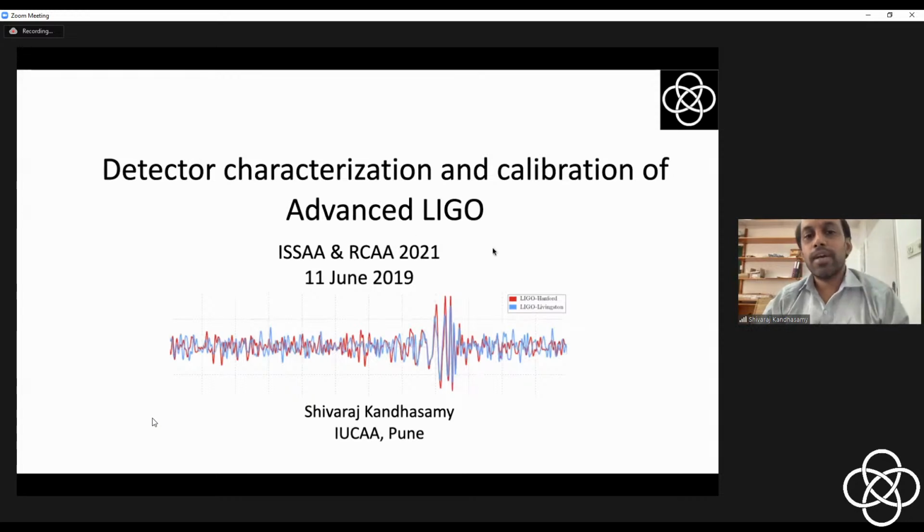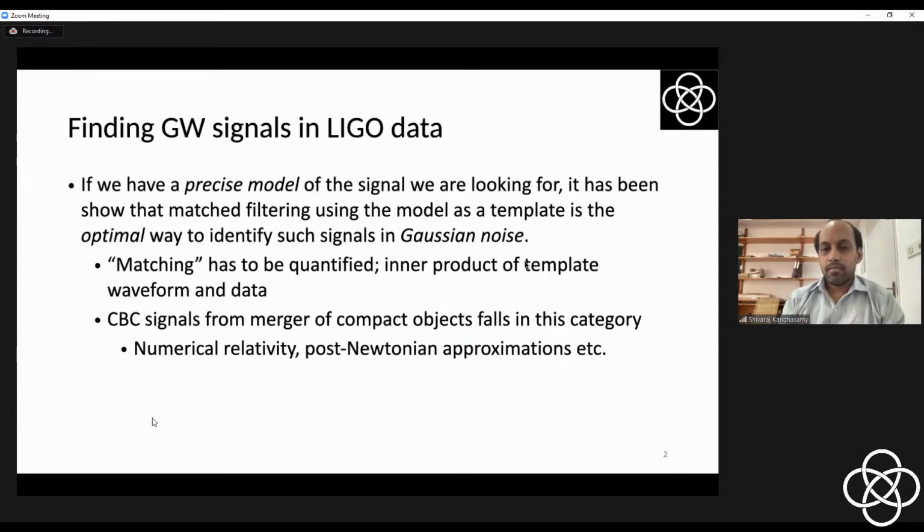Today I'm going to talk about two aspects of advanced LIGO. One is detector characterization and the other is calibration. Under detector characterization, I'm basically going to focus on the data quality of the data that comes out of the advanced LIGO detectors, but not too much on the instrumentation aspect, though I might have a couple of slides on that. Okay, so we can start.